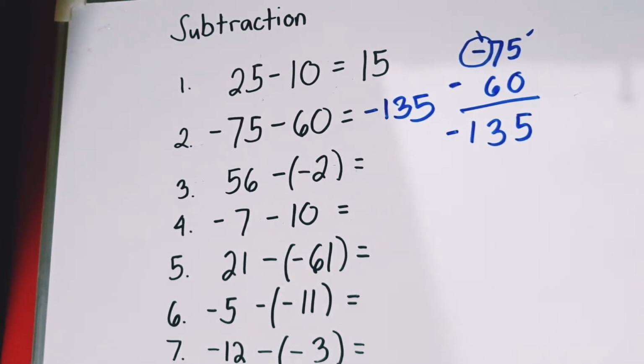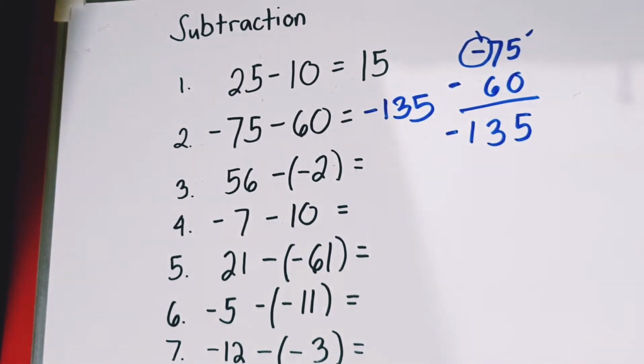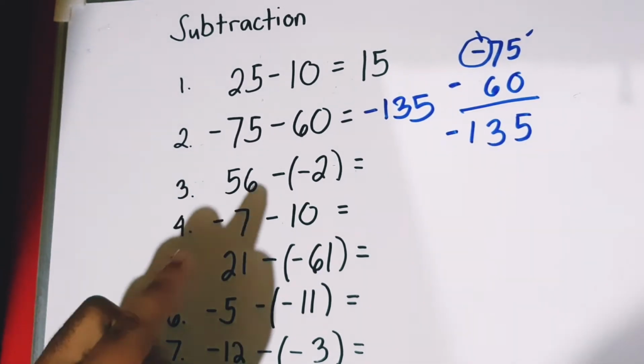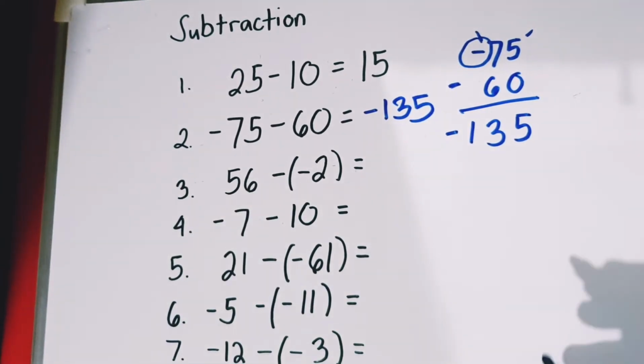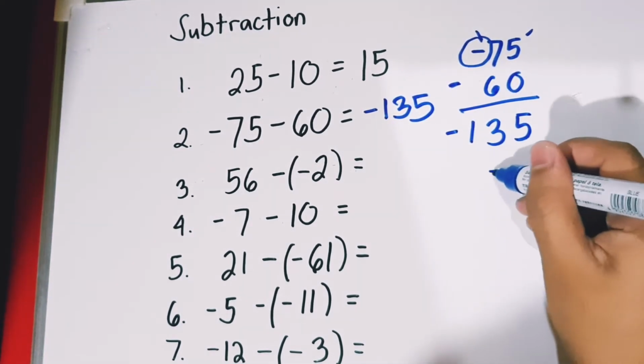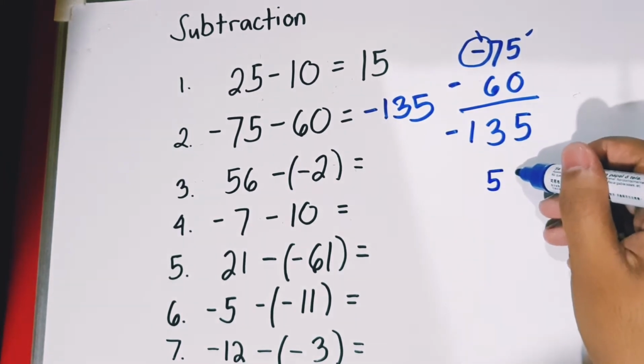So in case number 3, as we can see, positive 56 minus negative 2. So in this case, it's inverted. The first one now is the positive minus the negative. So as we can see, the shortcut I made, I don't know if many people use this. I think many people do.